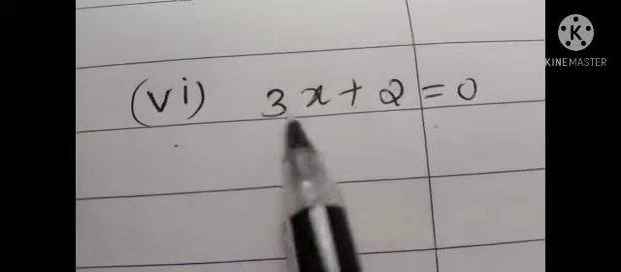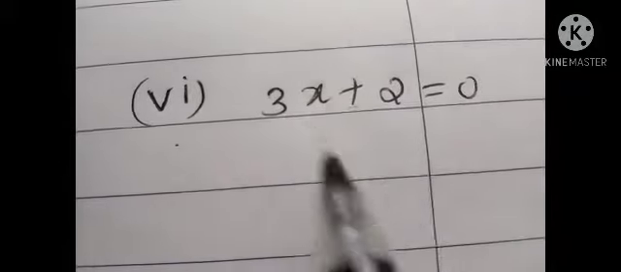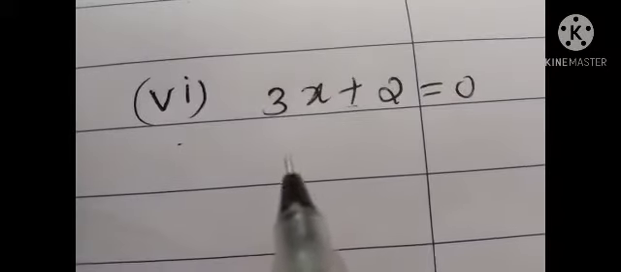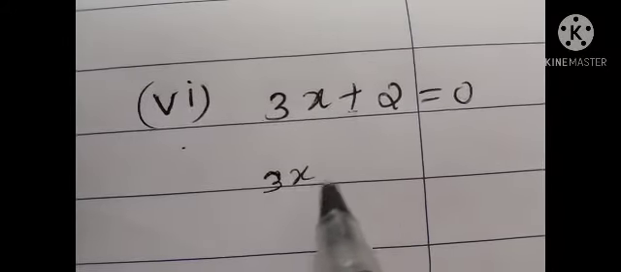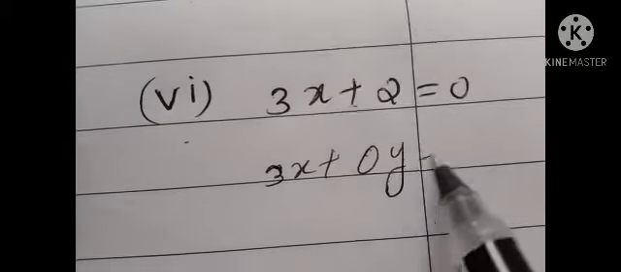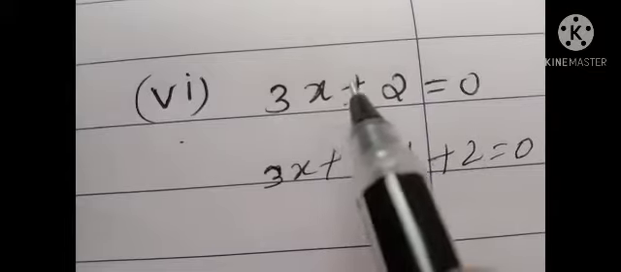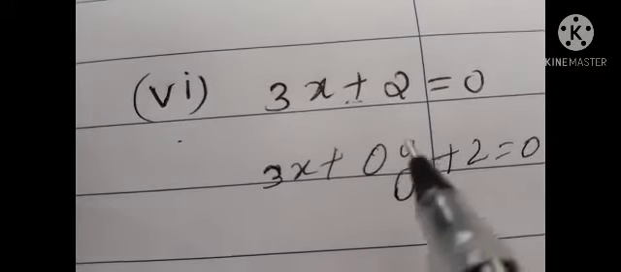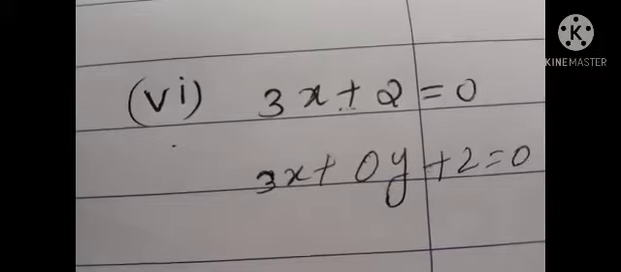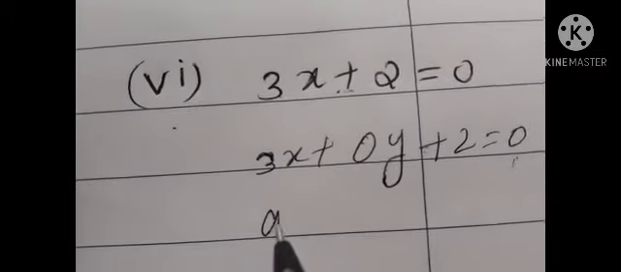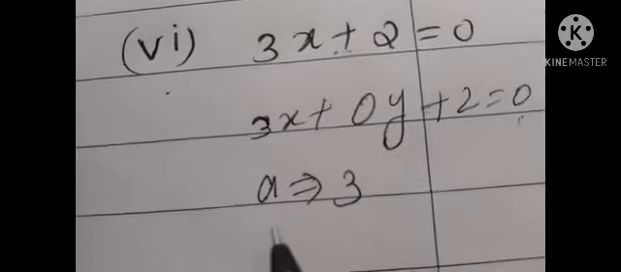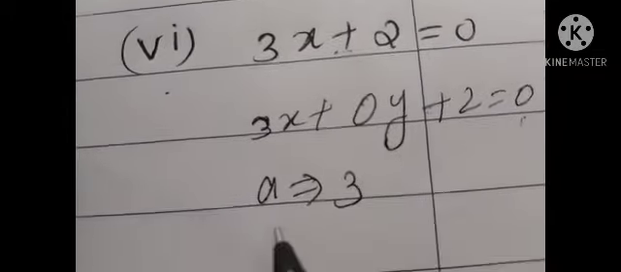Sixth sub question, 3x plus 2 equals 0. There is no term with the variable y. So we can rewrite this as 3x plus 0y plus 2 equals 0. Then a is the coefficient of x, that is 3. B is the coefficient of y, that is 0. And c is the constant term, that is 2. So a is 3, b is 0 and c is 2.